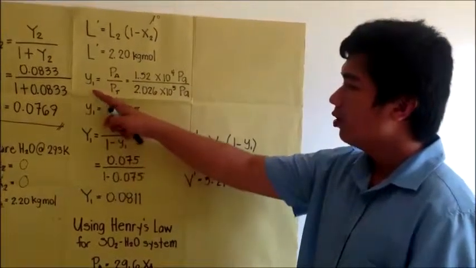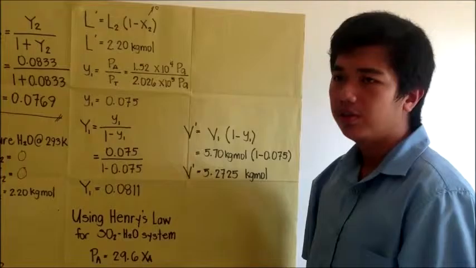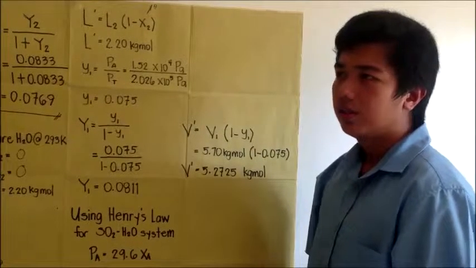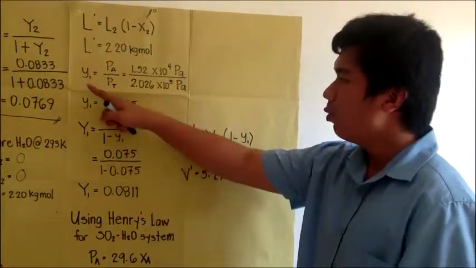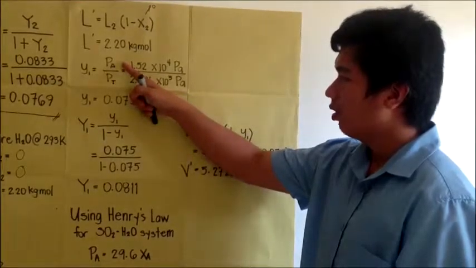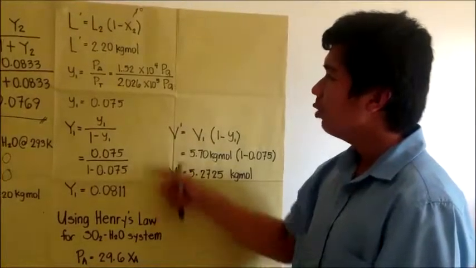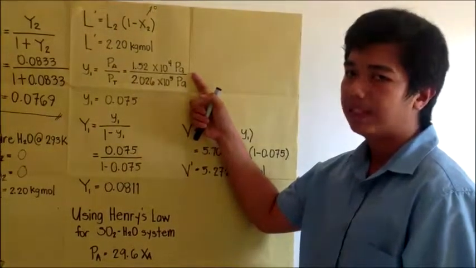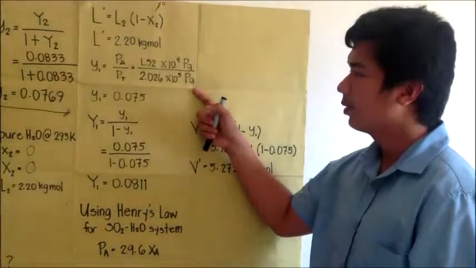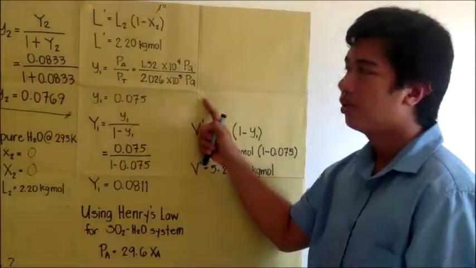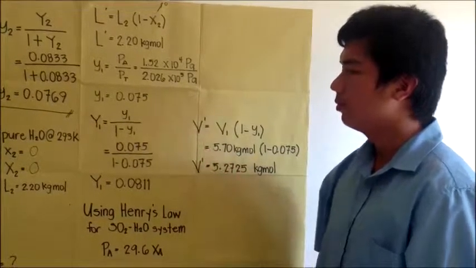We will find the value of our small y1. We know that the mole fraction is proportional to the partial pressure. Therefore, we can compute y1 by dividing the partial pressure of the solute by the total pressure of the gas, which is equal to 1.52 times 10 to the 4th Pascal divided by 2.026 times 10 to the 5th Pascal. Calculating this expression, we get the value of our small y1, which is 0.075.